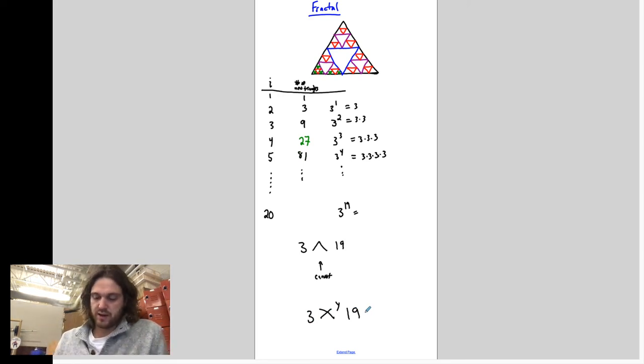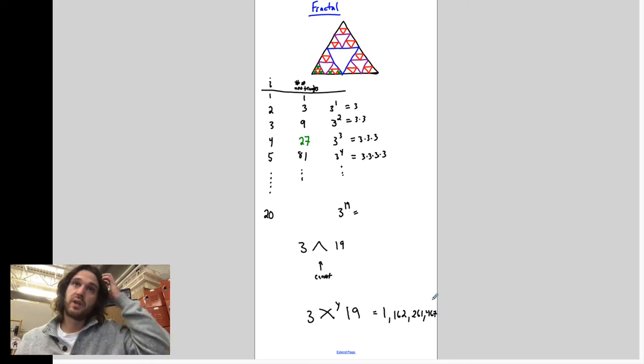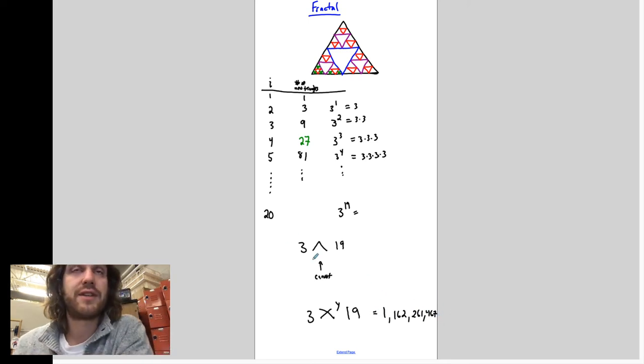So I'm going to go ahead and do that now. This would be like if you have an Android probably, and then I think an Apple phone would be this one down here. It's a big number. It is 1,162,261,467. Okay? So that's how many new triangles you would have at step 20.